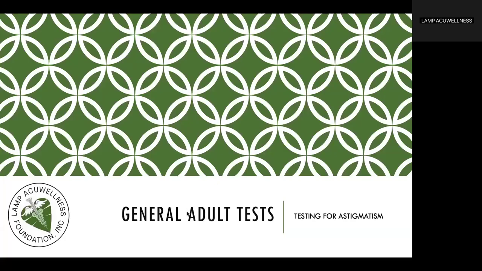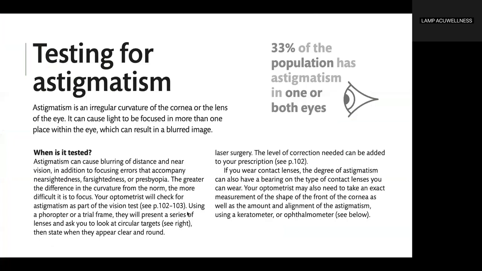Testing for astigmatism. Astigmatism is an irregular curvature of the cornea or the lens of the eye. It can cause light to be focused in more than one place within the eye, which can result in a blurred image. 33% of the population has astigmatism in one or both eyes.